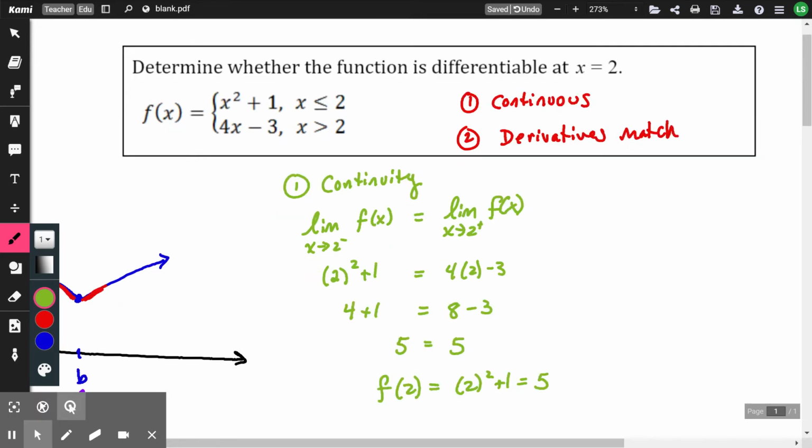So on the left, we're using x squared plus 1. On the right, we're using 4x minus 3. When we plug in x equals 2 into each one of those pieces, both sides are heading towards a value of 5. And since we do have that equal sign under one of the inequalities, it means that the x squared plus 1 also has a point value, or in other words, f of 2 is also equal to 5. So we have a point that exists, we have a limit that exists, and the point and the limit share the same value. So we know that f of x is in fact continuous at x equals 2.